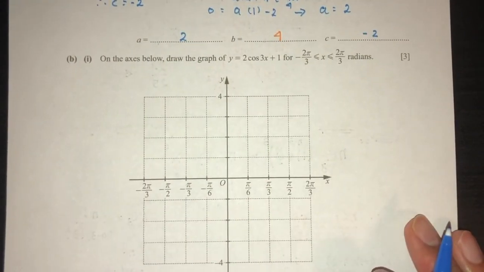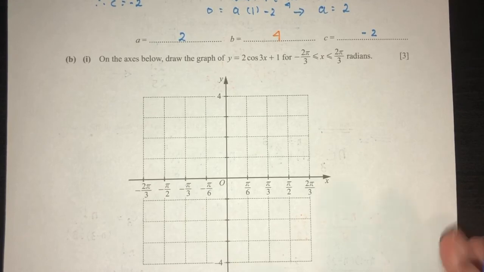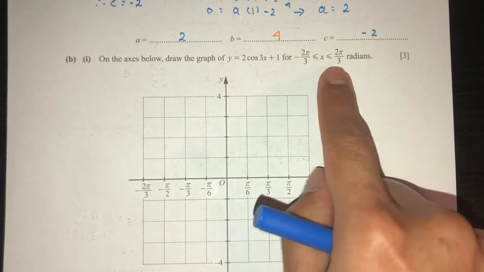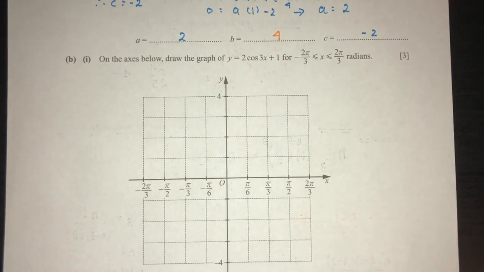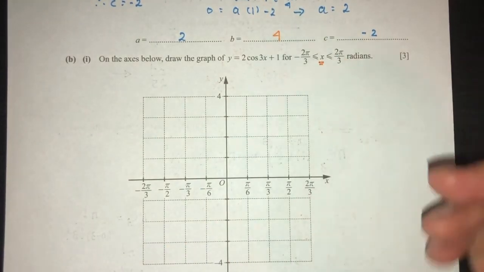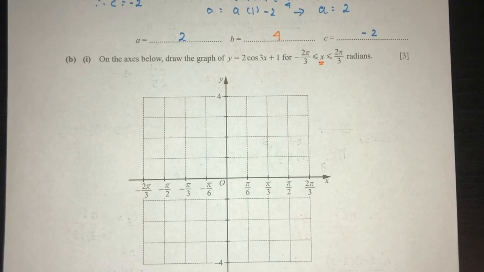Now for part B, on the axis below, we have to draw the graph of y equal to 2 cos 3x plus 1 between those two regions. Domain. So x is called domain, okay, not region, domain. Now we have to draw this graph.